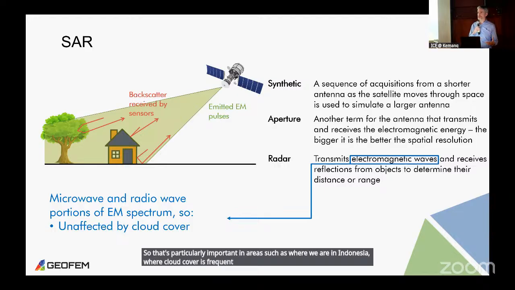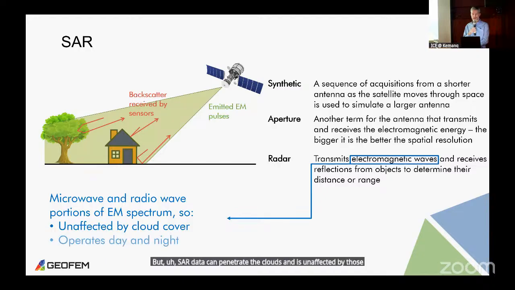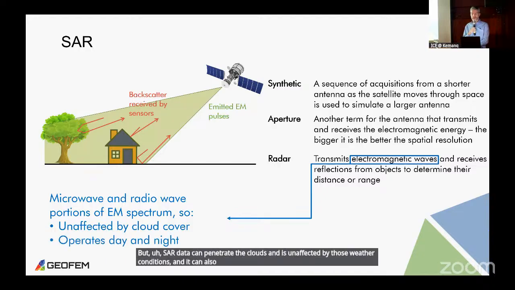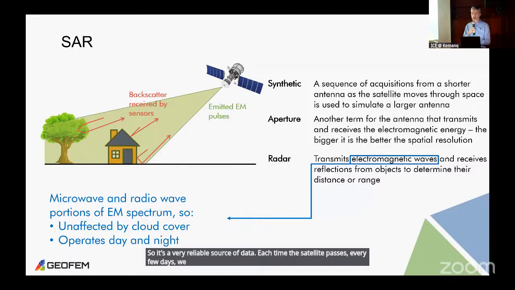So optical satellite data is not much use when it's a cloudy day, but SAR data can penetrate the clouds and is unaffected by those weather conditions. And it can also operate day and night. So it's a very reliable source of data. Each time the satellite passes every few days, we are 99% sure, more or less, that we are going to get data.